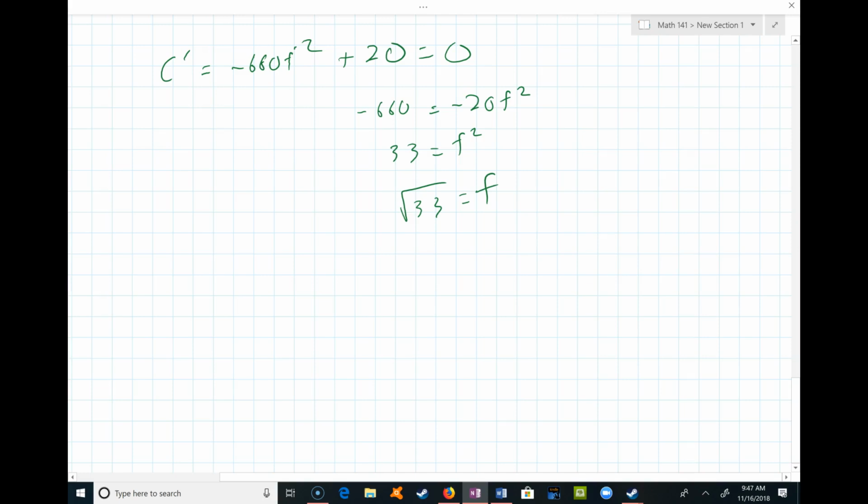Is that a related rate problem or optimization problem? Yeah, because it talks about a rate, right? Okay, let me put this up here so everyone can see it.